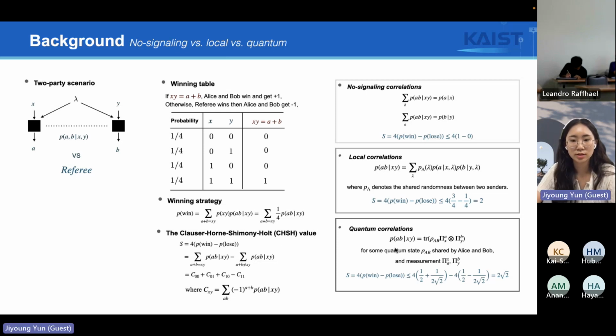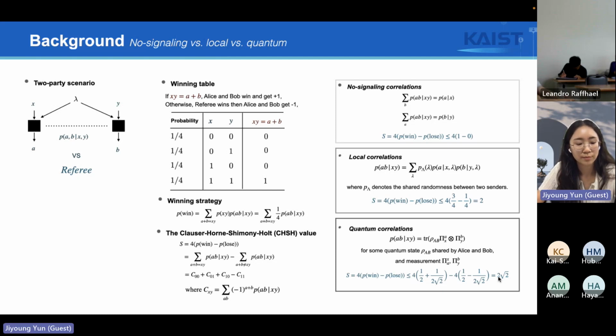And lastly, quantum correlation is when Alice and Bob can share an entangled state. Then we can use the conditional probability that is compatible with quantum theory. So for some quantum state rho AB and the measurements pi A|X and pi B|Y, we can use the following correlation. Then with this quantum correlation, we can get the CHSH value up to 2 root 2.